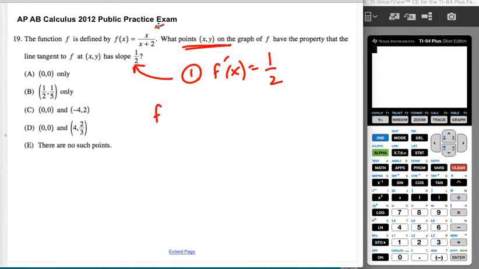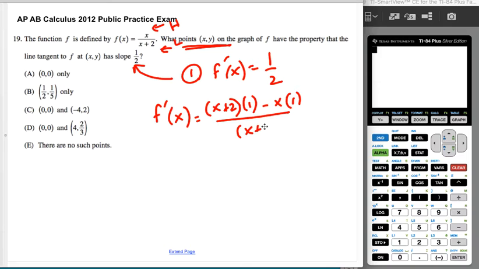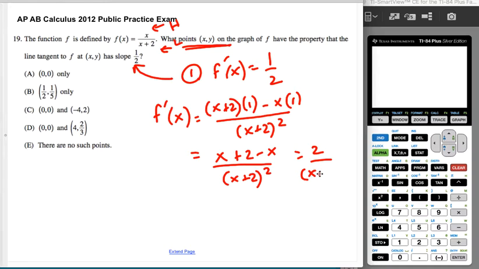This is going to be a quotient rule. I have a high function, I have a low function. So f prime of x is going to be low, d high minus high, d low, draw the line, square the low. If I clean this up, the top is going to be x plus 2 minus x. The bottom is going to be x plus 2 quantity squared. So the top just ends up being a 2, and the bottom ends up being x plus 2 quantity squared. So I want when this thing equals 1/2.